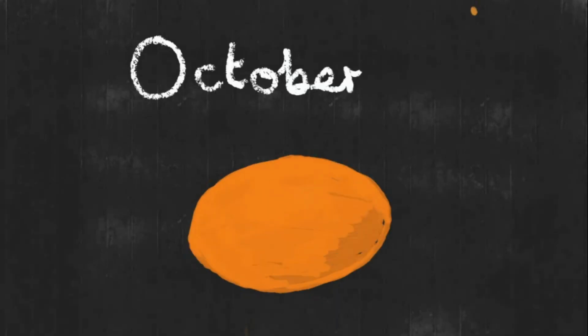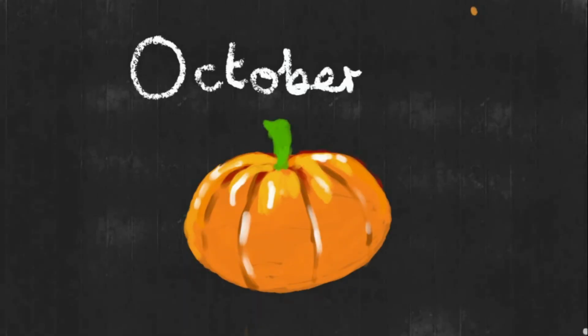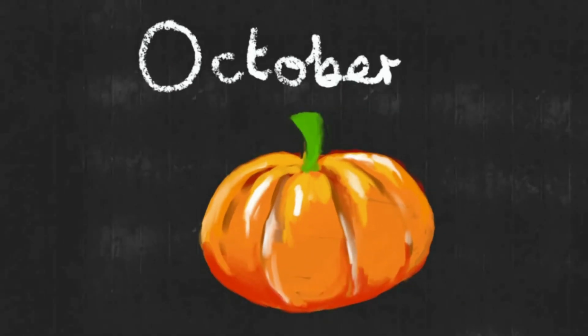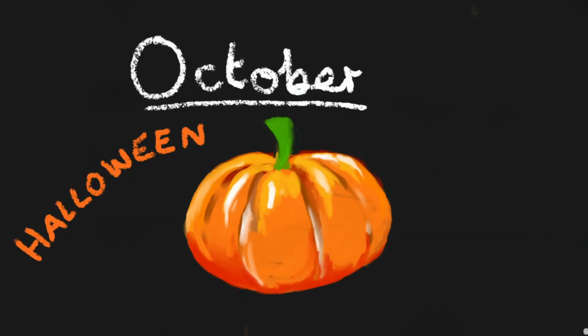And the next month, the 10th month, is October. So again, very similar to the German pronunciation, October. And in October is when Halloween is celebrated by many people. So Halloween is on the 31st of October, and some people, maybe lots of children, like to dress up as witches, monsters, that kind of thing. And some of them go trick-or-treating.